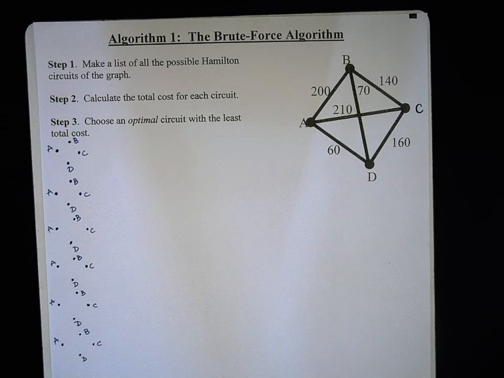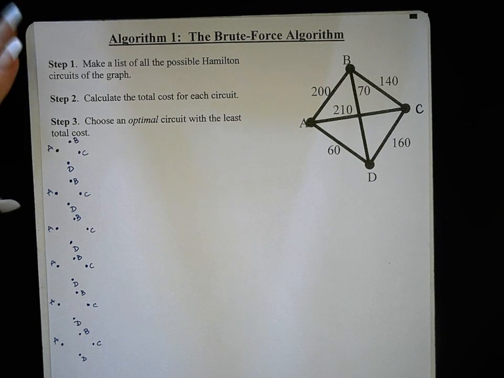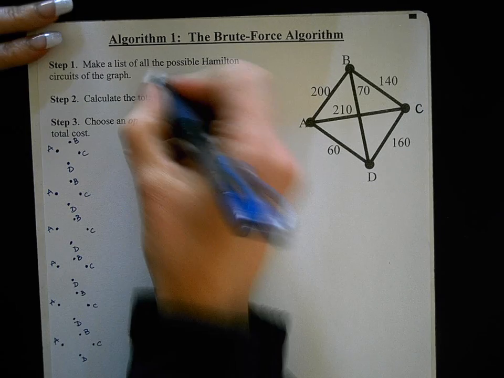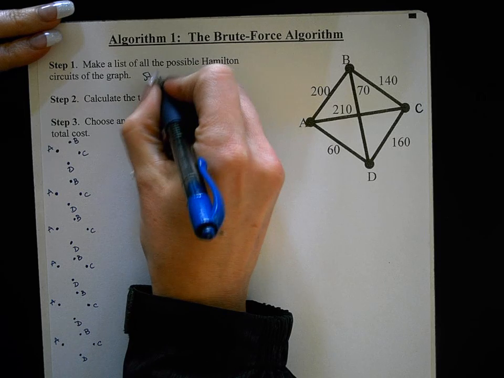The first algorithm we are going to discuss is the brute force algorithm. Now, the brute force algorithm is done in 3 steps. In step 1, we make a list of all the possible Hamilton circuits of the graph. Now, our starting vertex is going to be A.